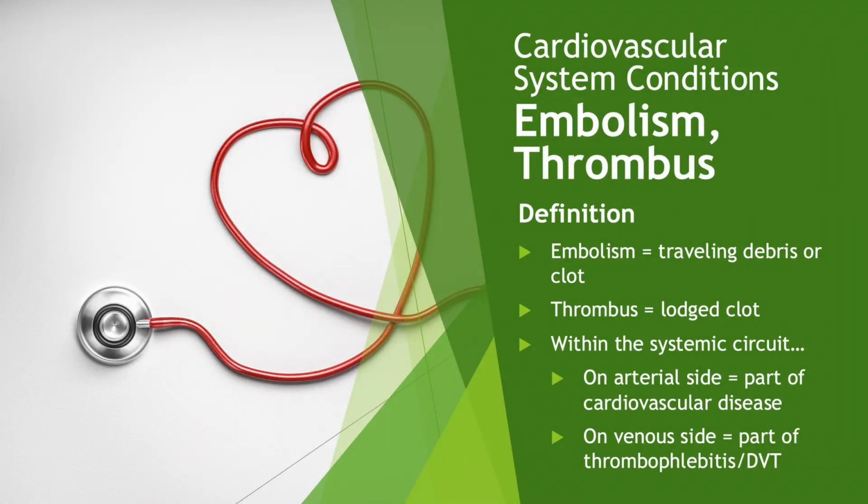Now let's discuss embolism and thrombus. An embolism is traveling debris or a clot moving through the bloodstream. A thrombus is a lodged clot that stays in one place. Within the systemic circuit, these conditions have different implications depending on location. On the arterial side, they are part of cardiovascular disease. On the venous side, they are part of thrombophlebitis or deep vein thrombosis.